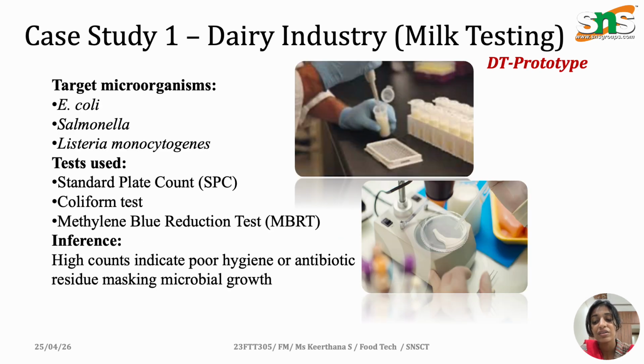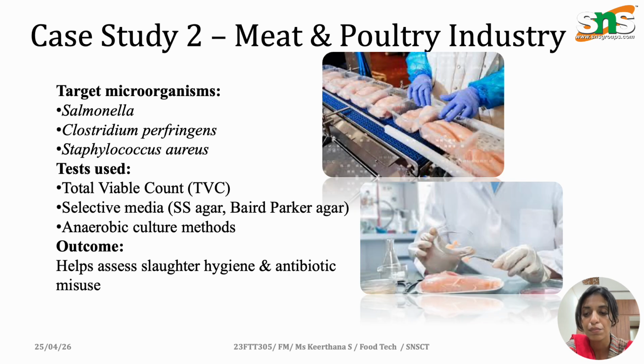So, let's see the dairy industry, especially milk. Target microorganisms are going to be E. coli, Salmonella, and Listeria. The tests we use are standard plate count, coliform test, and methylene blue reductase test, which is nothing but the MBRT. A high microbial count is obviously going to indicate poor hygiene, or sometimes antibiotic residues are going to mask the growth.